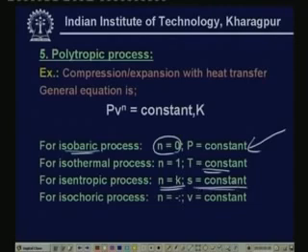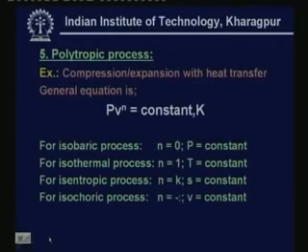PV^γ is constant. And for an isochoric process volume is constant, that means n is equal to minus, sorry, it is not printed here, n is equal to minus infinity. So depending upon the value of n, the polytropic process encompasses all the processes. So this is a very general process.